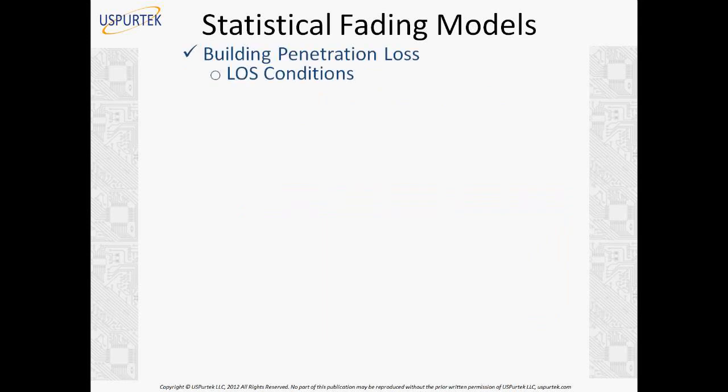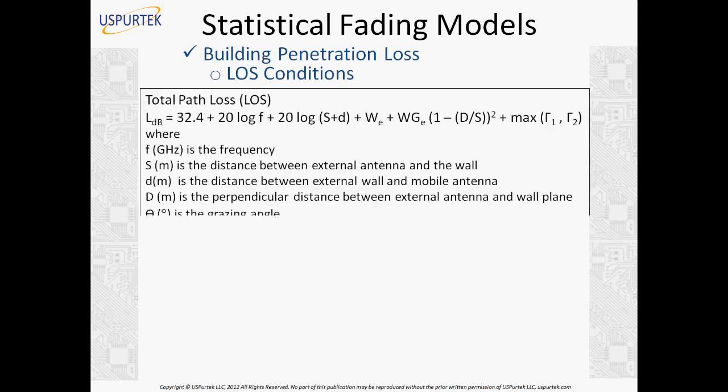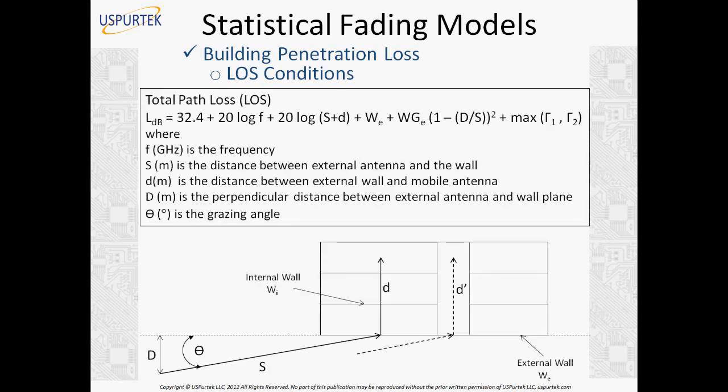So when you are designing a wireless LAN network, or you're just trying to analyze how the signal is received inside the building, all these losses have to be considered. For line of sight conditions, the total path loss is given by this equation, which could be used.